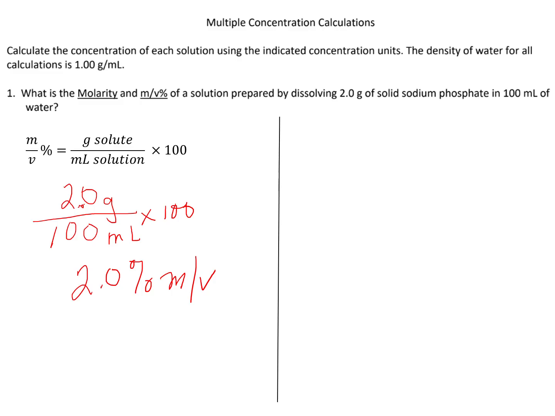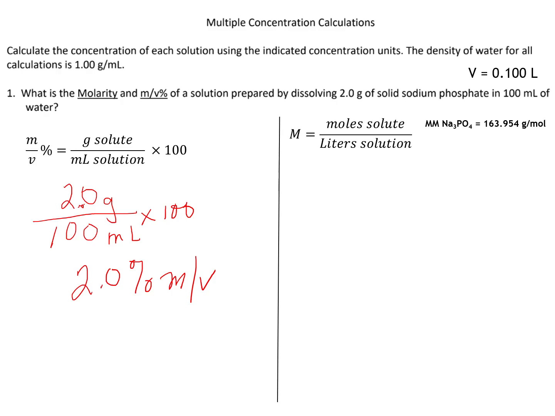All right, so the next one we're going to do is determine the molarity. Remember, molarity is moles over liters, which means we have to convert our grams of sodium phosphate to moles, and we're also going to have to convert our 100 milliliters of water into liters. That's easy, just divide by 1,000.